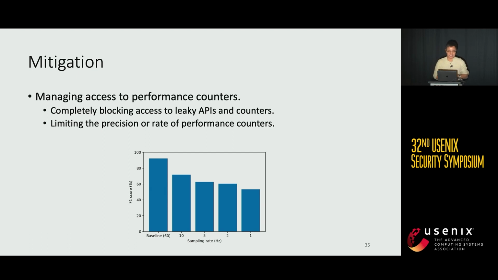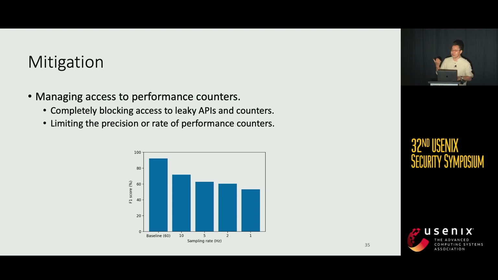Okay. We have demonstrated that performance counters are leaky and dangerous, so let's think about how we can mitigate this leakage. One naive way is to completely block access to the leaky API or counters, but that sounds unreasonable because developers and users need these counters to tune and optimize the performance of their applications. Another way is limiting the sampling rate or the precision of the performance counter, but it seems not very effective.